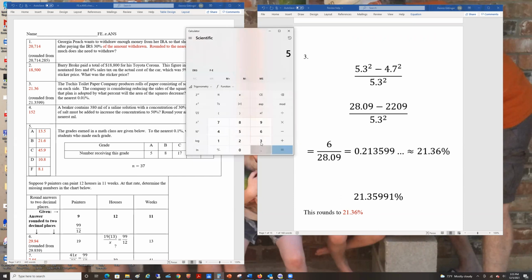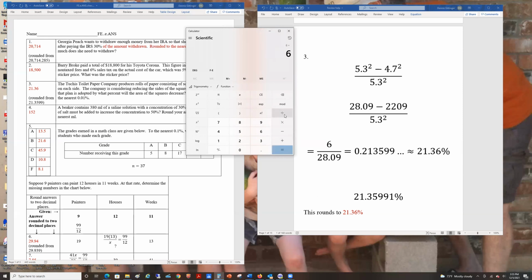5.3 squared turns out to be 28.09. And we're going to subtract 4.7 squared. 4.7 squared is 22.09. And it will square those two before it subtracts them. But now we have to say equals, because if I say divided by 5.3 squared, it's going to divide 2209 by that. So I got to say equals, which is 6.